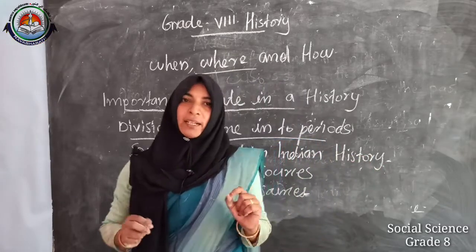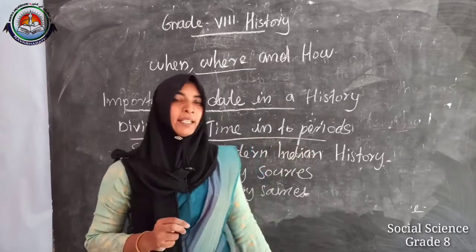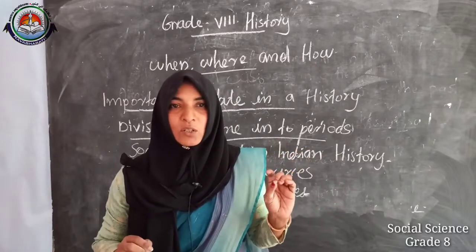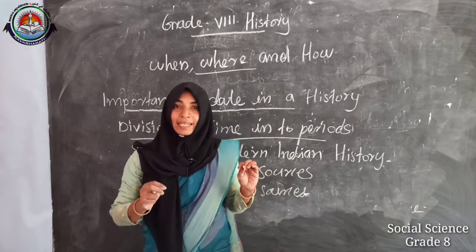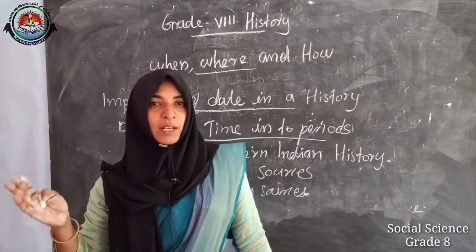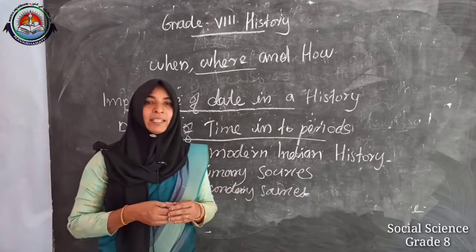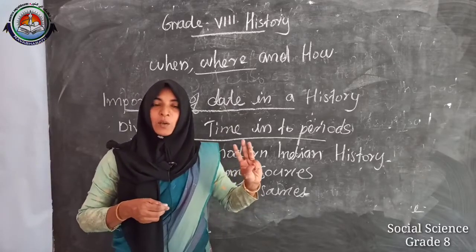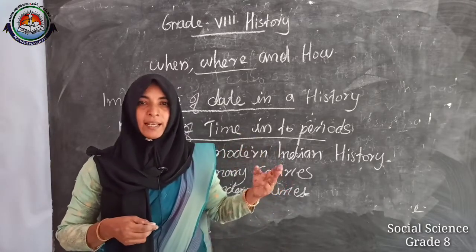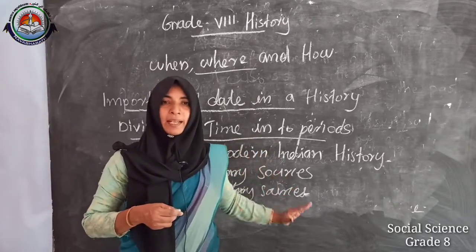And then the second one, the next topic, division of time into periods. That is known as periodization. For our convenience, our historians divided our history into different periods. First, a British historian, James Mill, divided our Indian history into three parts according to the religion of rulers and their language. He divided Indian history into three: Hindu, Muslim and British.